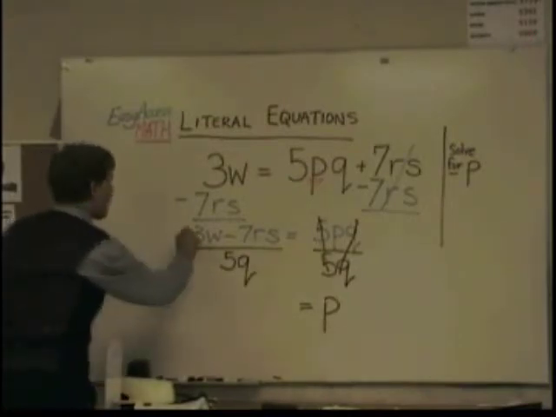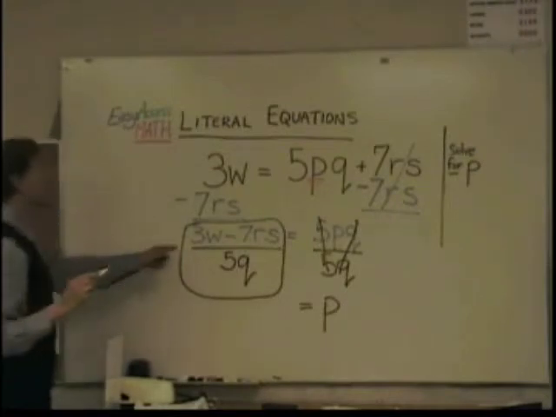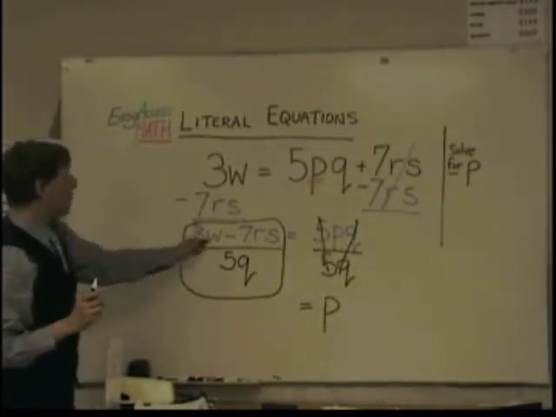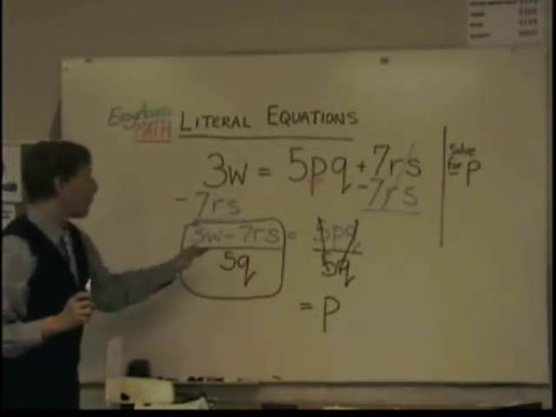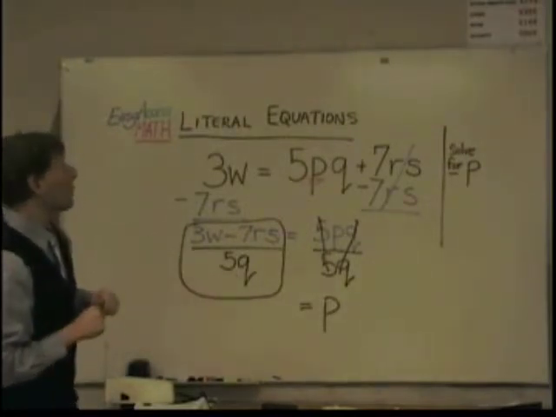When that happens, whatever I had on the other side, there it is. That's my answer. The 3w minus 7rs over 5q. And that's how you solve literal equations.